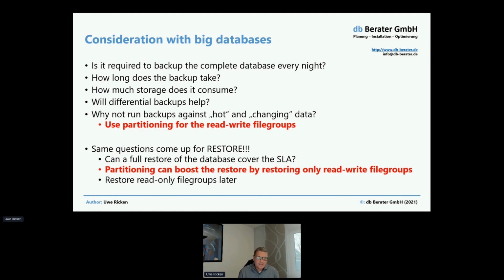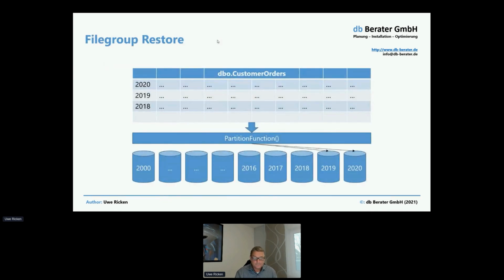The same question as you have for a backup is exactly the restore. And partitioning, believe me, it can boost the restore by restoring only read-write file groups. Restore the read-only file groups later. So, and this is how this is working.